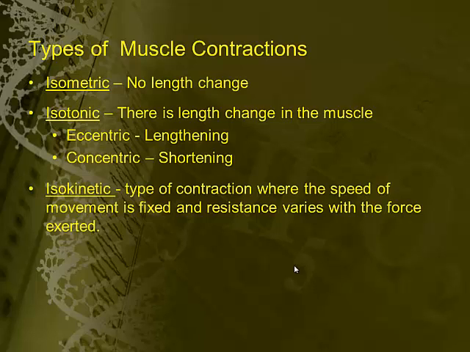And there's two different phases. There's a concentric phase, which is the shortening of the muscle, and an eccentric phase, which is the lengthening. And we'll get into those. And then isokinetic really is a fixed speed and velocity, and the only way you can do that is with a machine. So we're not going to talk about that a lot in this class.